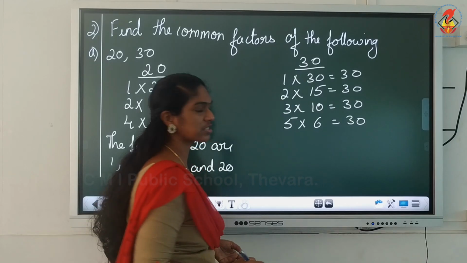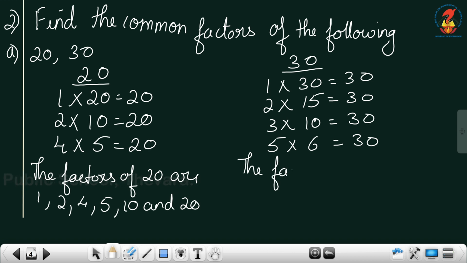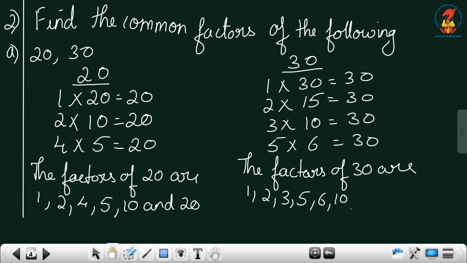Just now we have done this, factors of 30. So, what are the factors of 30? The factors of 30 are 1, 2, 3, 5, 6, 10, 15 and 30.